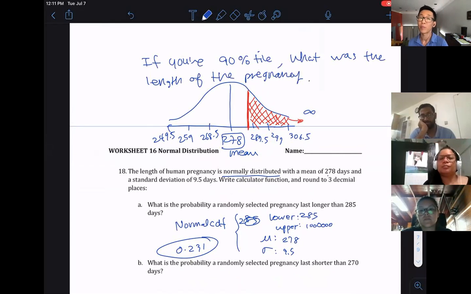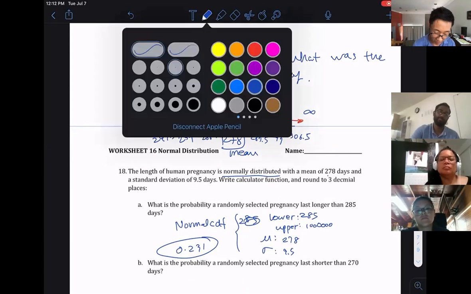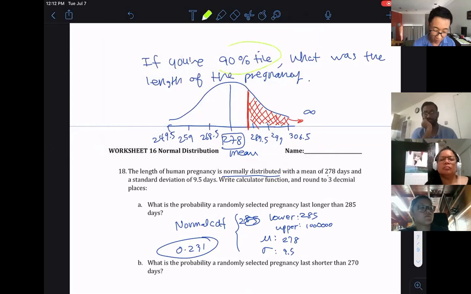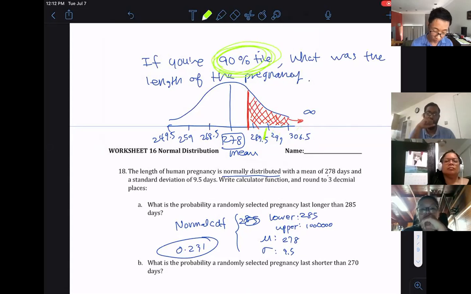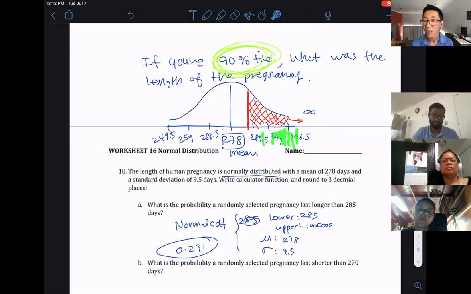Again, 90th percentile means your pregnancy was pretty long, right? 90% is lower than you, and you are basically in the top 10%. So some questions are going to give you the percentage and ask you to find what day, how many days. Are you 300 days? Are you 297 days? You see how it's like an opposite question?